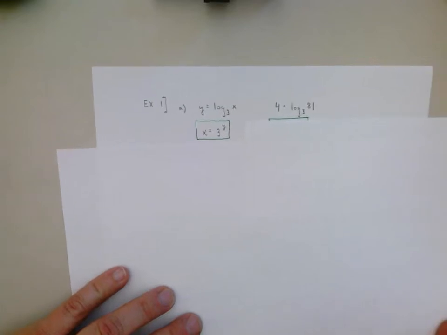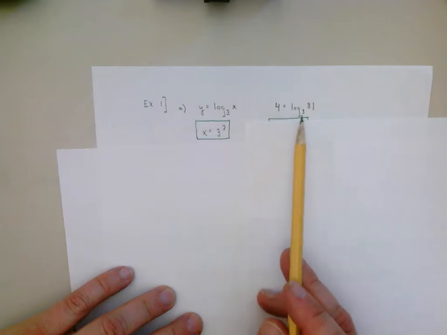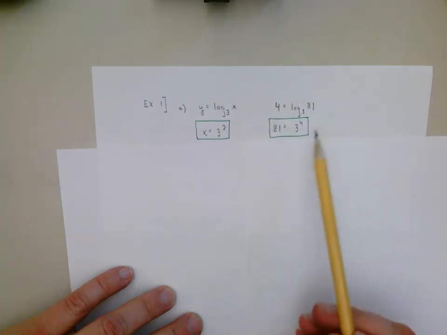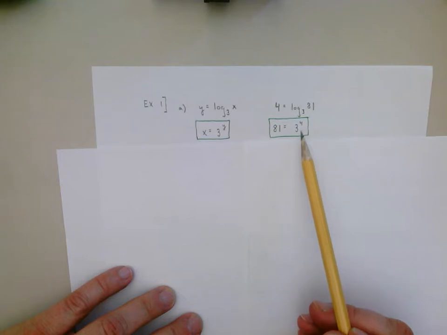How about if I look at 4 equals log base 3 of 81? In this case, that means 4 is the exponent that goes on the base 3 in order to make the power equal 81. So I can write this showing that 4 is the exponent on the base 3 that makes my power equal 81.